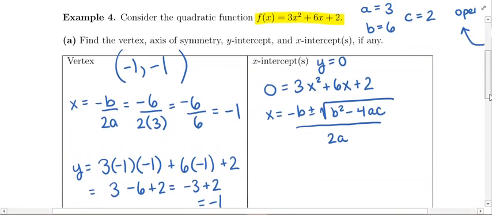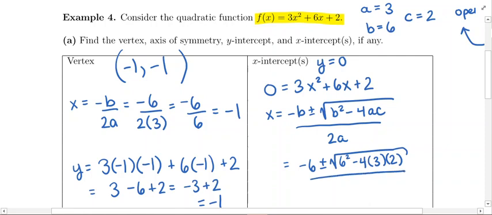Okay, so we will get that the solutions to this equation are going to be negative b, so that's going to be negative 6 plus or minus the square root of b squared, so that's going to be 6 squared minus 4 times a, which is 3, times c, which is 2, all over 2 times a, which is 3.